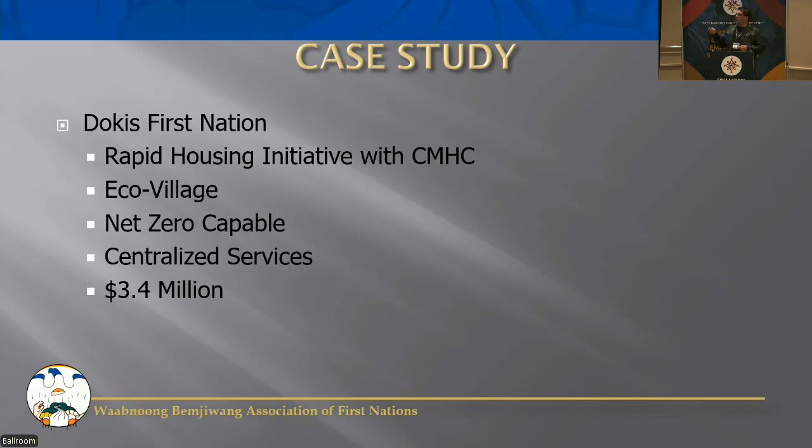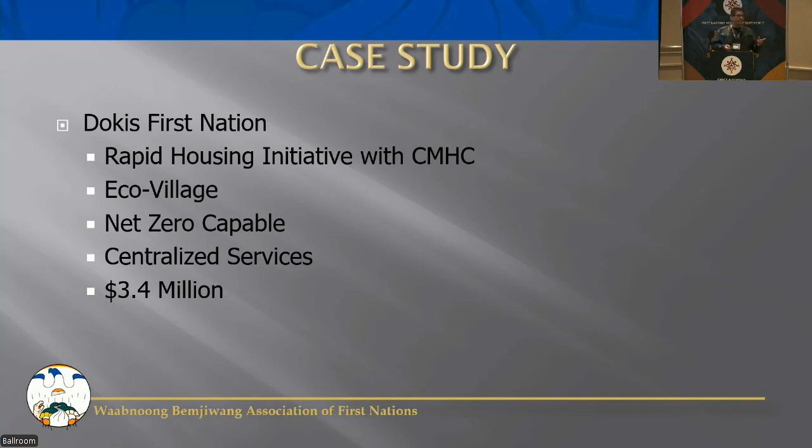It's an eco village. I took the design from European models, which is circular, and it's a hub. It's net zero capable. There are two types of net zero: net zero certified, which is extremely difficult to achieve, so we downgraded that to net zero capable.